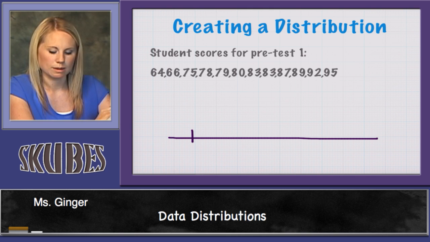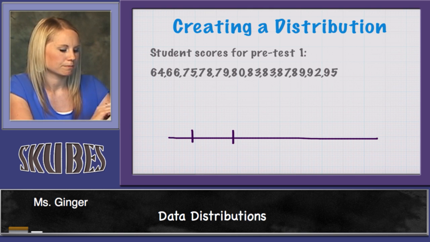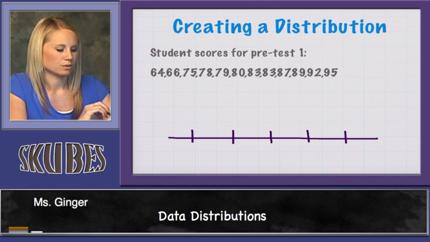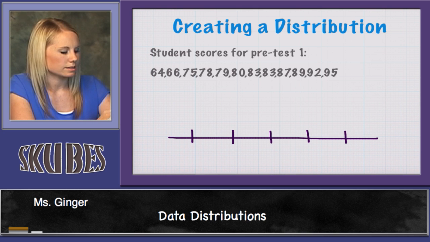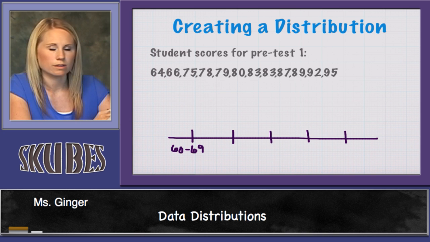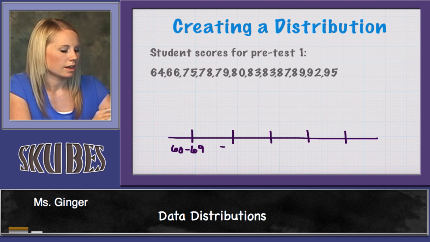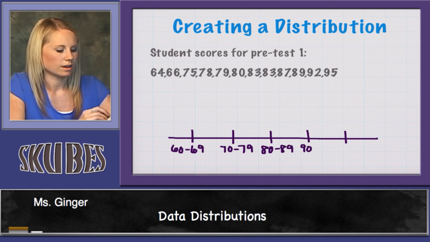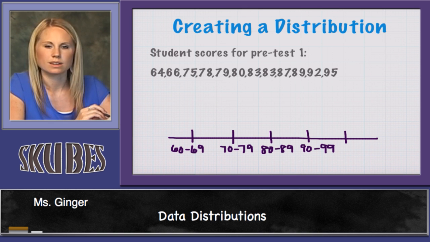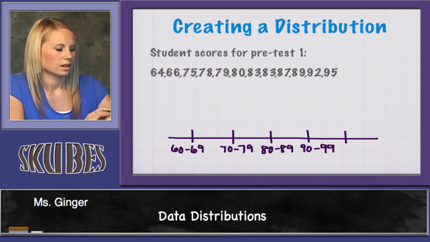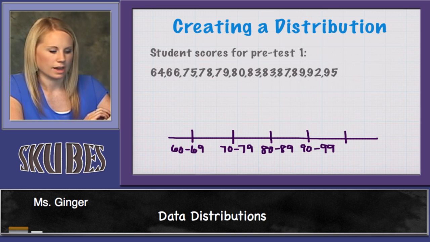If I were making this one, I may go down to the bottom and do my intervals as 60 to 69 values. In that range will go there. And then 70 to 79 and so forth. 80 to 89. 90 to 99. I won't end up needing this last line because it doesn't look like we have any scores over that.